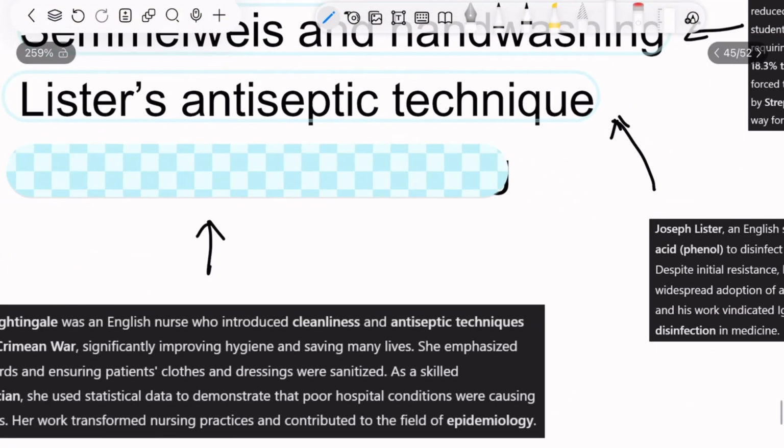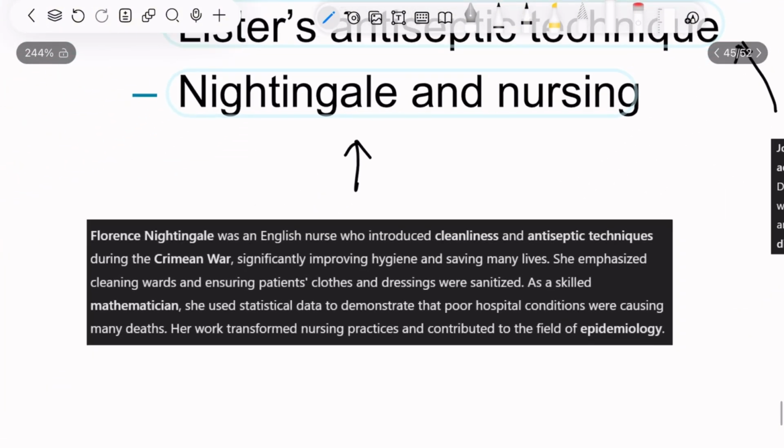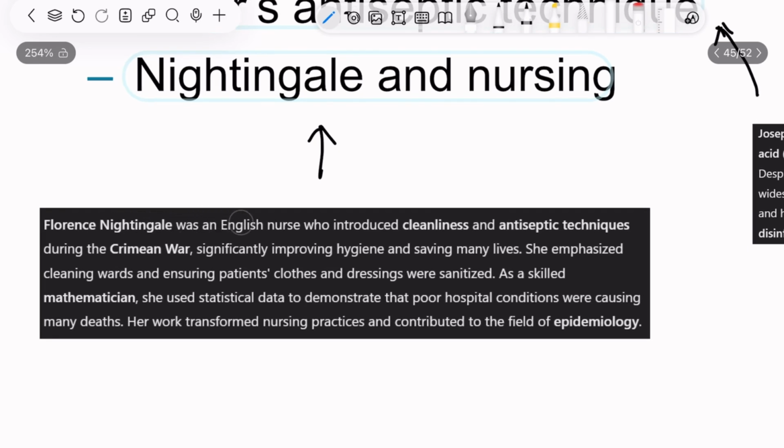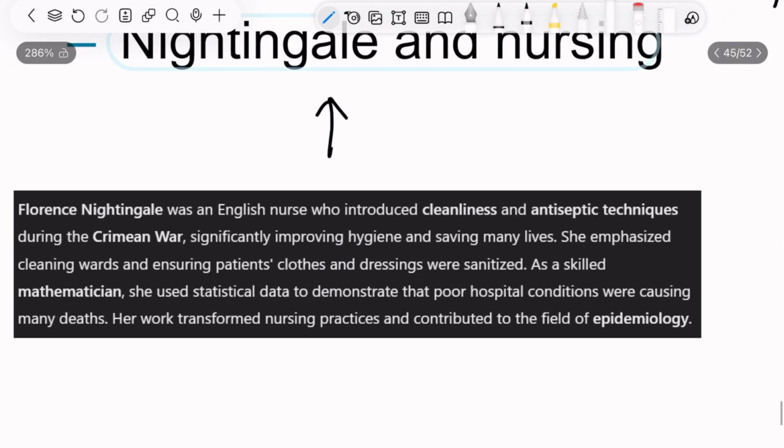And so then we move on to Nightingale and nursing. Florence Nightingale was an English nurse who introduced cleanliness and antiseptic techniques during the Crimean War, which significantly improved hygiene and saved many lives. She emphasized cleaning wards and ensuring patient clothes and dressings were sanitized. As a skilled mathematician, she used statistical data to demonstrate that poor hospital conditions were causing many deaths. Her work transformed nursing practices and contributed to the field of epidemiology.